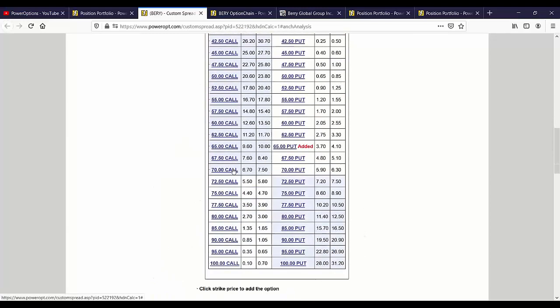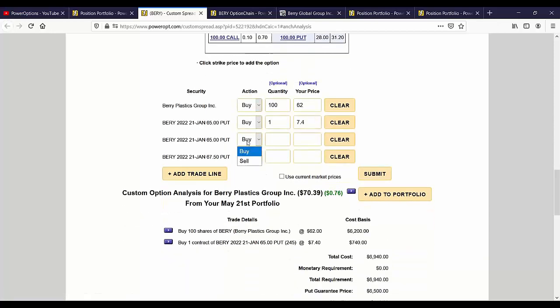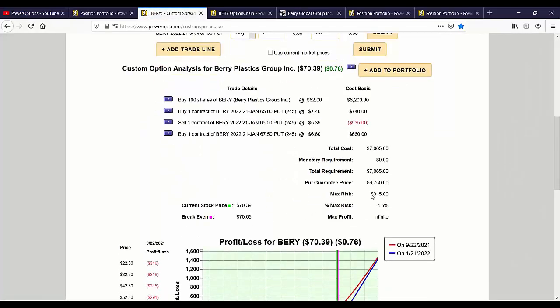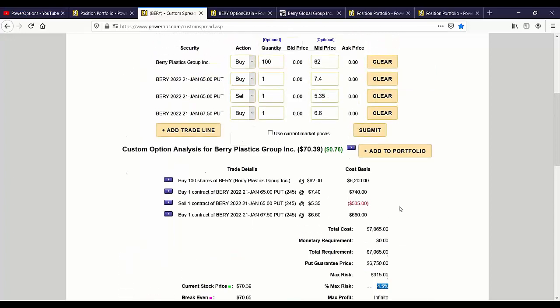Now, May 4th, stock's at 65.85, above my put strike price. We could have seen a potential adjustment, selling the 65 and buying the 67.5. And the numbers that we saw on the chain as end of day, we could have sold it for 535, and bought the new put for January at 660. Now that would have taken my risk down to 315 or 4.5%. Not quite bulletproof, but I'm moving in the right direction. I've lowered the risk down by about 2%.